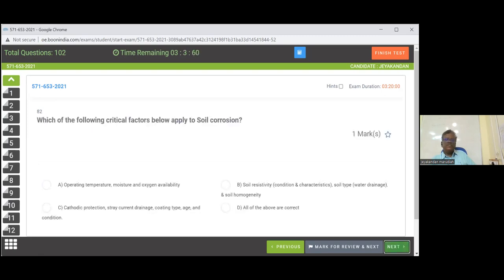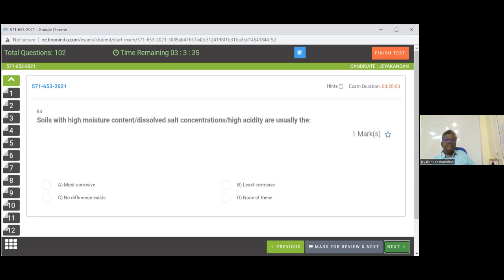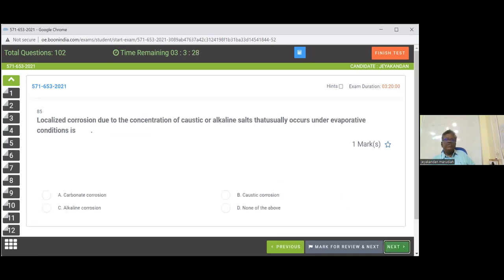Next, which are the following mitigating factors for soil corrosion? Operating temperature, moisture and soil resistivity, all of the above. Regarding soil corrosion, soil resistivity is used to estimate it. Soil resistivity is related to soil moisture content and the amount of dissolved electrolytes, both A and B. Soil with high moisture content, salt concentration and high acidity is usually most corrosive.